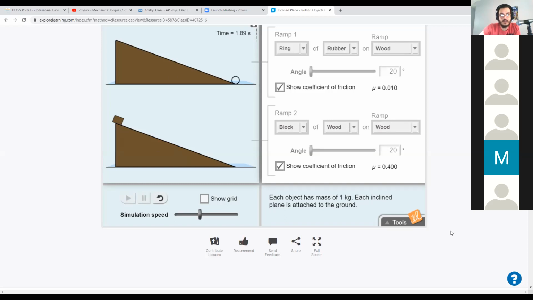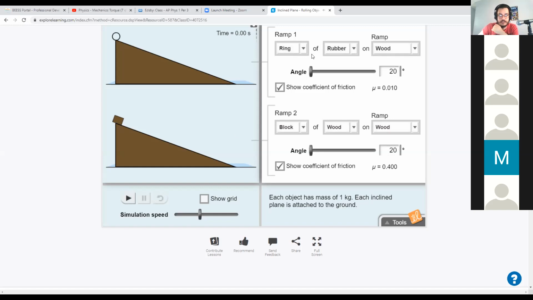The wood on wood is so grippy that the friction keeps it from sliding at all. So even though this would get less translational kinetic energy, this isn't getting any translational kinetic energy because it just straight up can't slide. There's too much friction. So having a nice grippy incline would totally favor the tire. What else could we change?